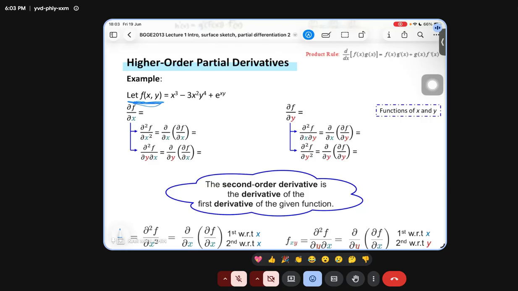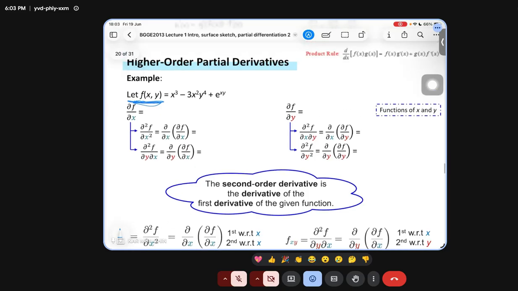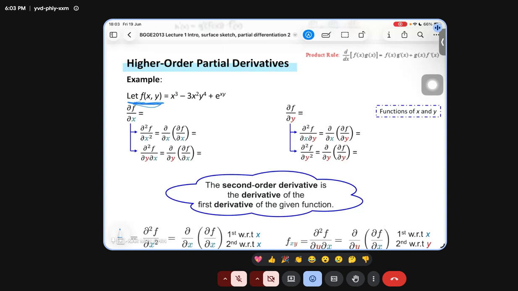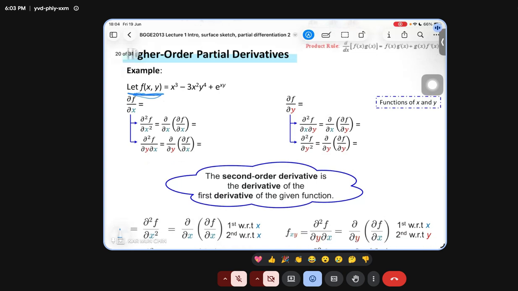Higher order partial derivatives. Sorry, this is my first time doing an online class and writing something on the screen, I mean formulas. If I'm too fast, then please let me know.